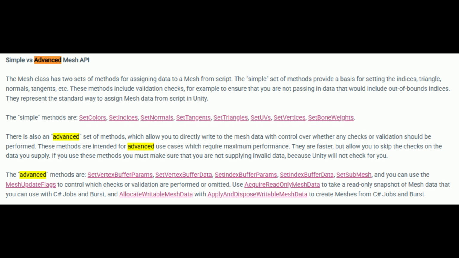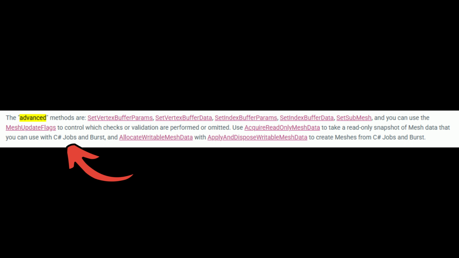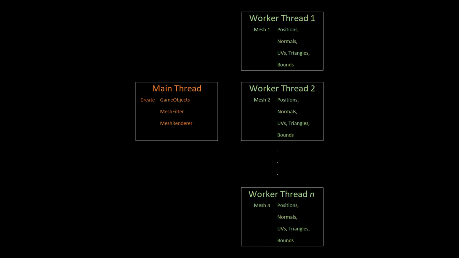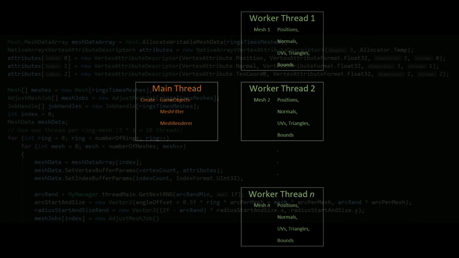However, Unity provides an advanced mesh API that allows us to allocate writable native memory for mesh data, which we can then fill from jobs. While we still need to create the game objects and components on the main thread, we can move the calculation of vertices, UVs, normals, triangles, and bounds into parallel jobs, and create the objects while these are running.